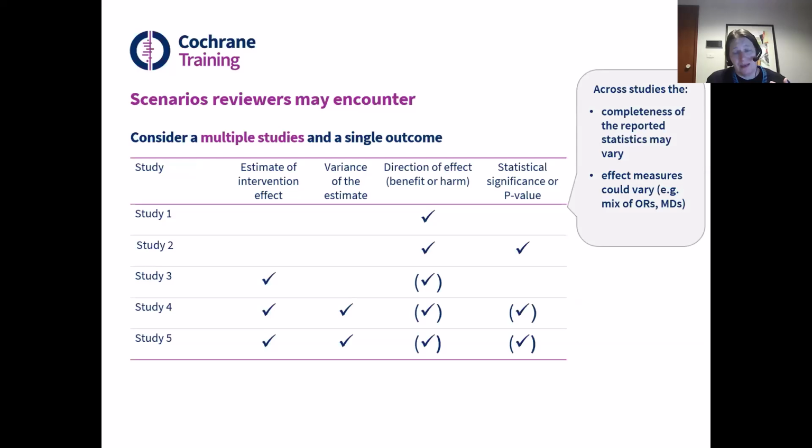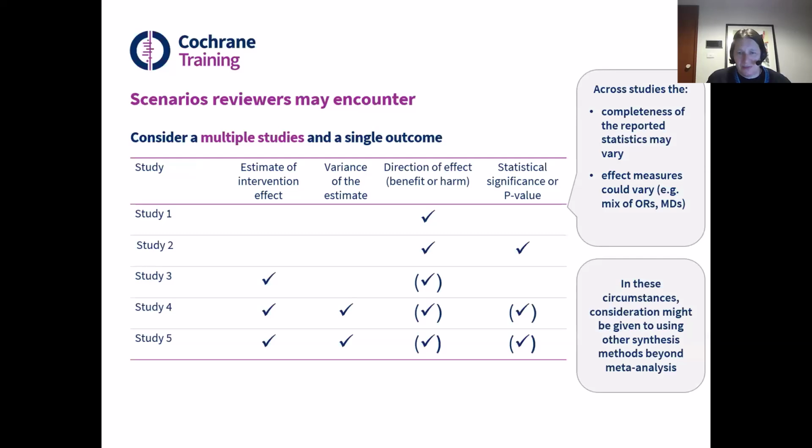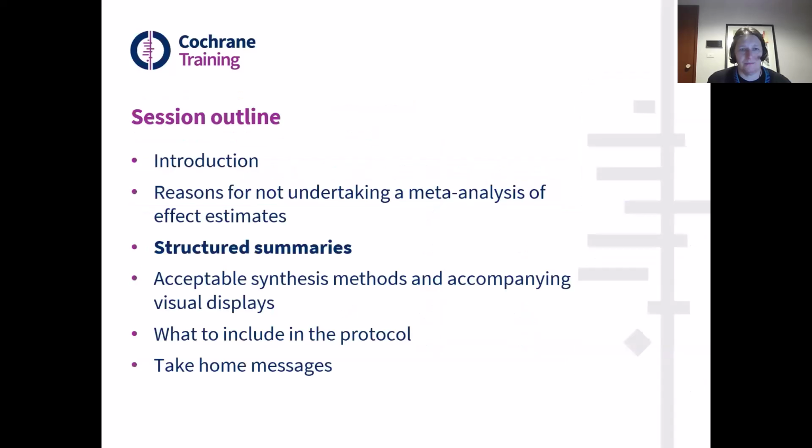And also the effect measures could vary. So we could have a mix of odds ratios and mean differences, for example, if it's the case the outcome is being categorized or dichotomized. So in these circumstances, consideration might be given to using other synthesis methods beyond meta-analysis.